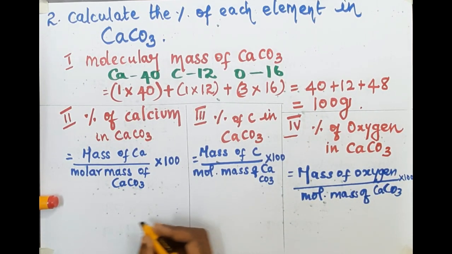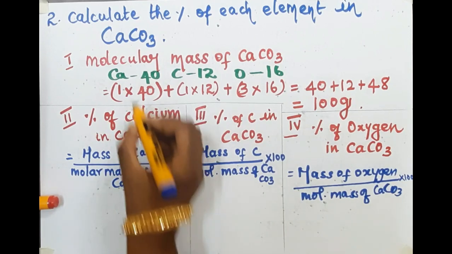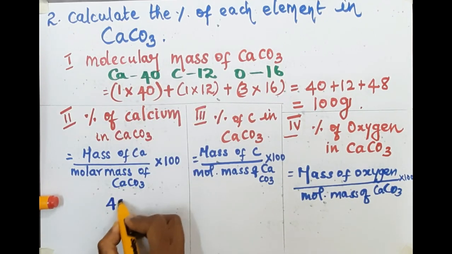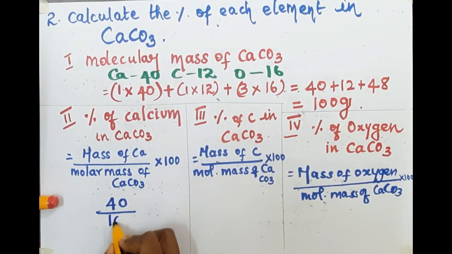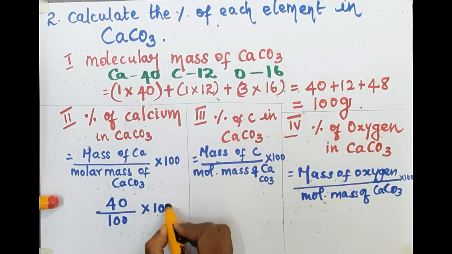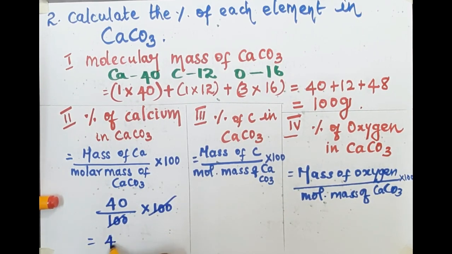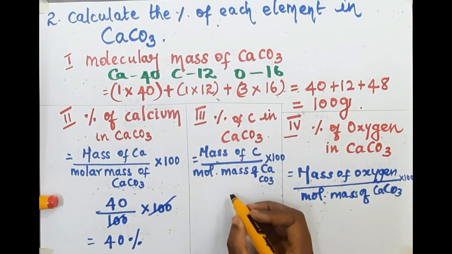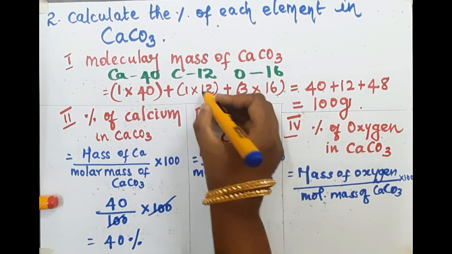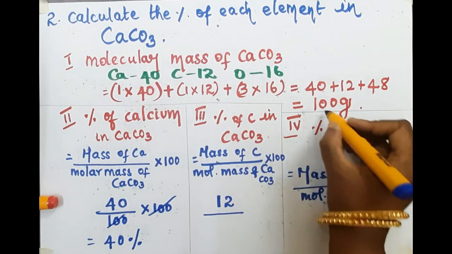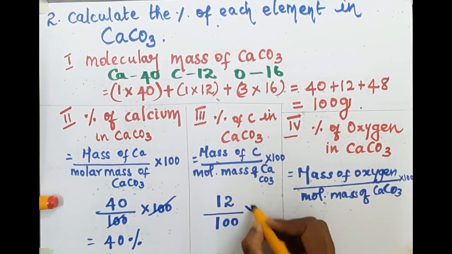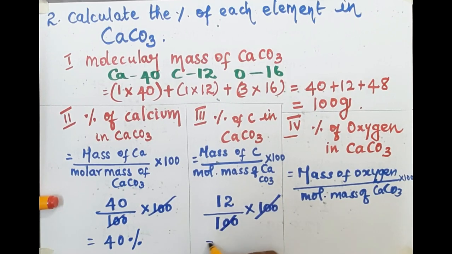So now watch keenly, children. What is the mass of calcium? It is 40. Divided by what is the molar mass of calcium carbonate? It is 100 gram. Into 100. So the percentage of calcium is 40 percentage. Next, for carbon. Listen here. What is the mass of carbon? It is 12. Divided by the molar mass of CaCO3 is 100 gram. Into 100. That is equal to 12 percentage.